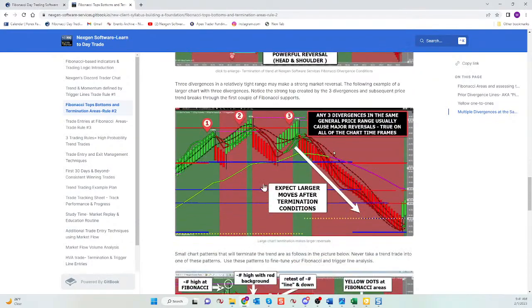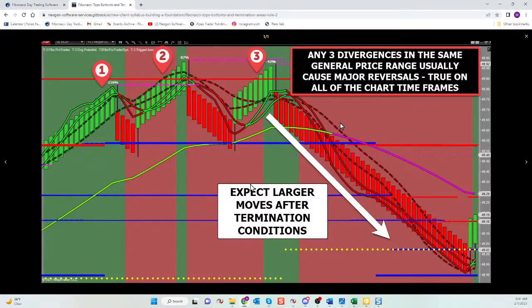And guys, those 3 divergences can also happen from the top, right? This is the 13.2 chart. 3 divergences on a large chart is even more likely to change the direction of the market. Yep, that was perfect. And I think that's a great picture too.